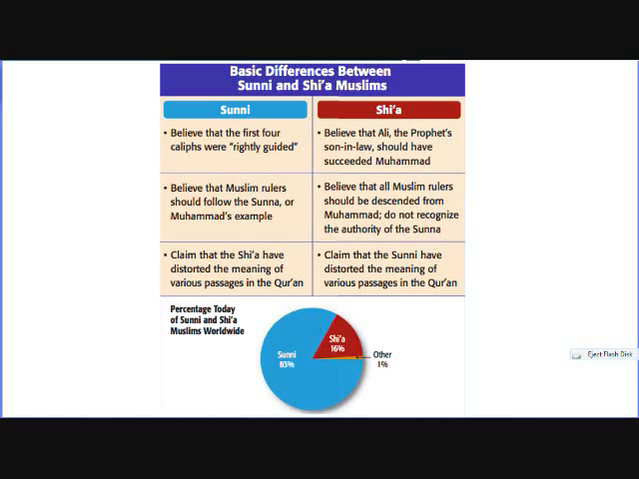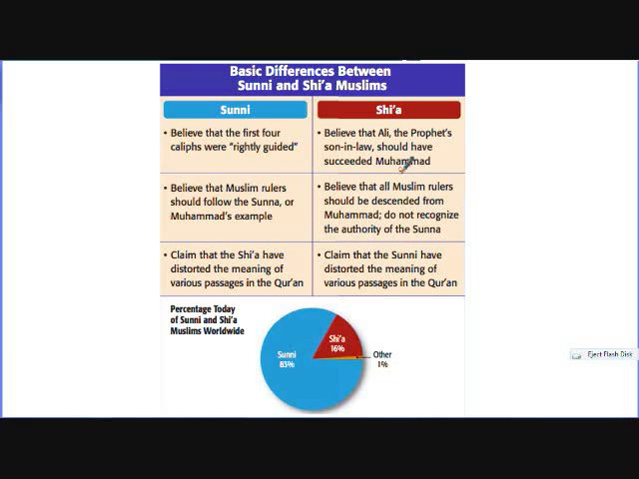So the Sunnis believe that the first 4 caliphs were rightly guided. They believe that rulers should follow Muhammad's example, but they don't necessarily believe that those leaders should be direct descendants of Muhammad. Okay, if you're a Shia, you believe that all Muslim rulers should be descended from Muhammad, and you don't recognize the authority of this Sunnah, which is basically Muhammad's example. So the Sunnis believe that as long as you're following Muhammad's example, you're fine. And that's key. But the Shias believe you have to be a direct descendant of Muhammad.